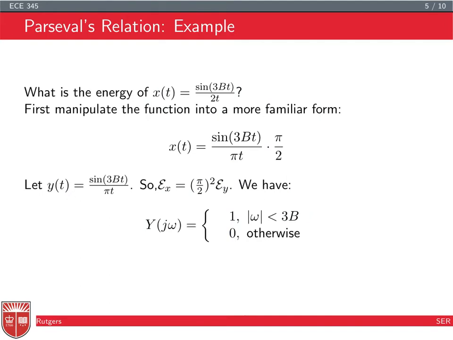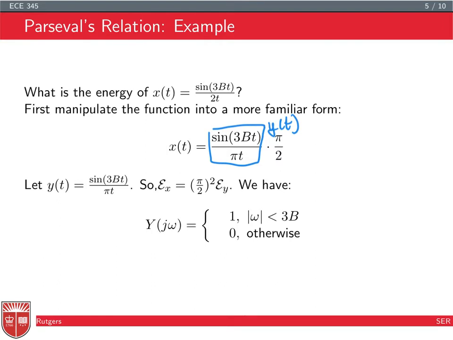And this is what I want to use next to find the energy of the signal that I'm given. So the signal we are interested in, x of t, I can try to bring out of it the sinc function. So it's going to be sine 3bt divided by pi t, times a constant, which will also be easy to deal with. If I call this part y of t, then I know that the energy in x is equal to the energy in y times the constant squared, because again, in energy you're squaring everything.